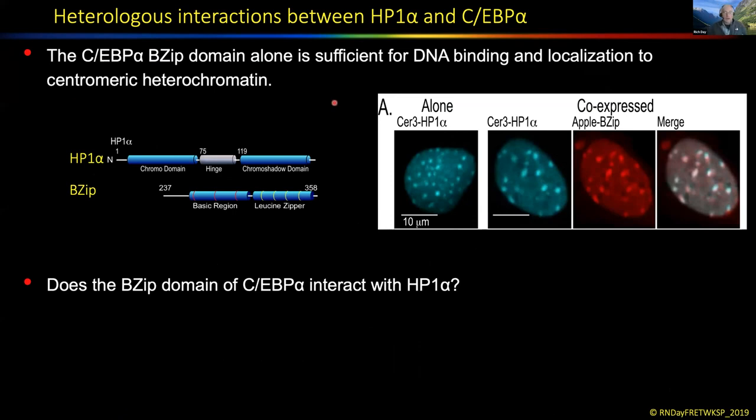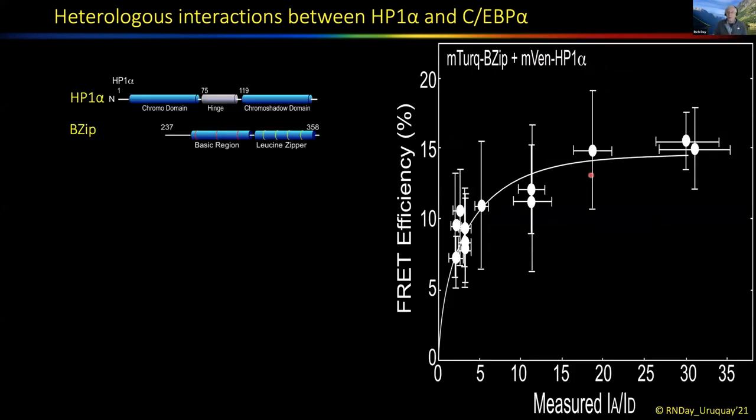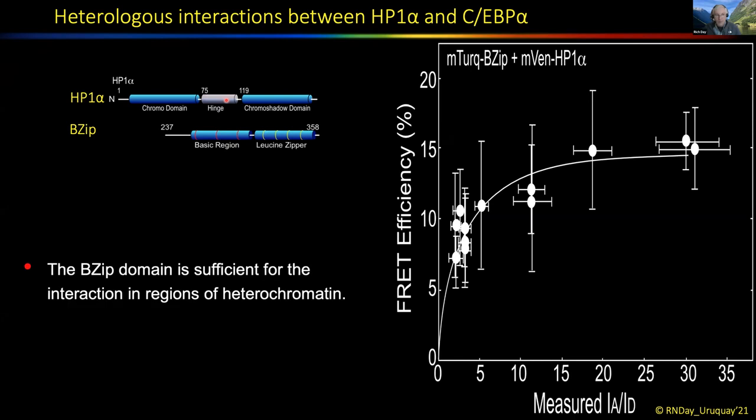And so we could ask, does HP1 alpha interact with just the B-zip domain of CEBP alpha? So this is cerulean tagged HP1 alpha. And this is in the presence of a red fluorescent tagged B-zip. And you can see they co-localize in heterochromatin. And then when we did the FRET-FLIM experiment, this is the result we got. Again, a maximum FRET efficiency of around 15%, indicating that just the B-zip domain was required for the interaction with HP1 alpha. So that tells us that getting CEBP alpha into heterochromatin was sufficient to interact with HP1 alpha.